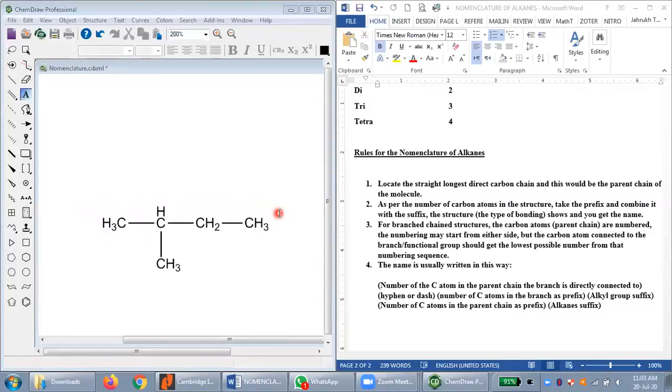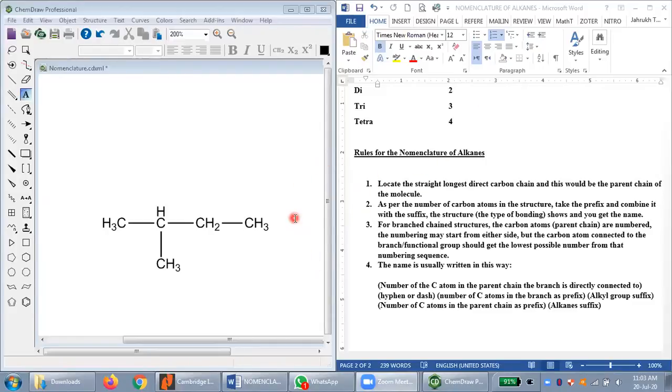Anyone? 4. 4, right? So what if we start from the right hand side? 1, 2, 3, 4, right? It's the same. Clear? So, just a second. Okay, good. That's good work, Ayan.